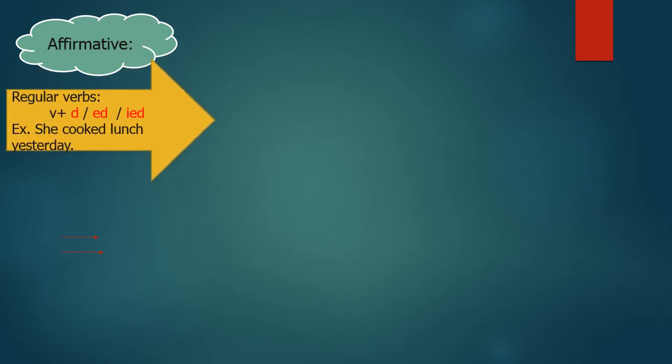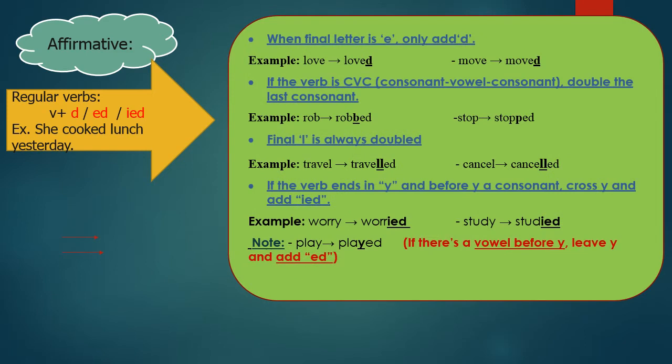Okay, if the verb is regular, it accepts D, ED, IED. For example, she cooked lunch yesterday. Here we have the rules of adding ED to the verb in the past, if it is regular. When the final letter is E, only add letter D.